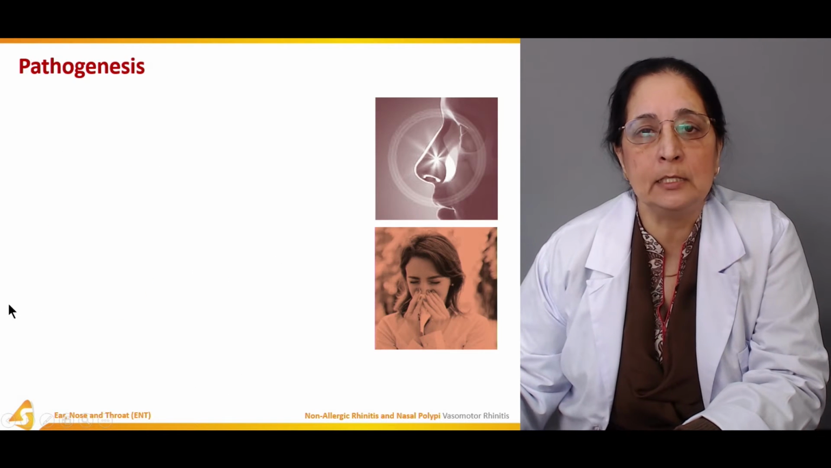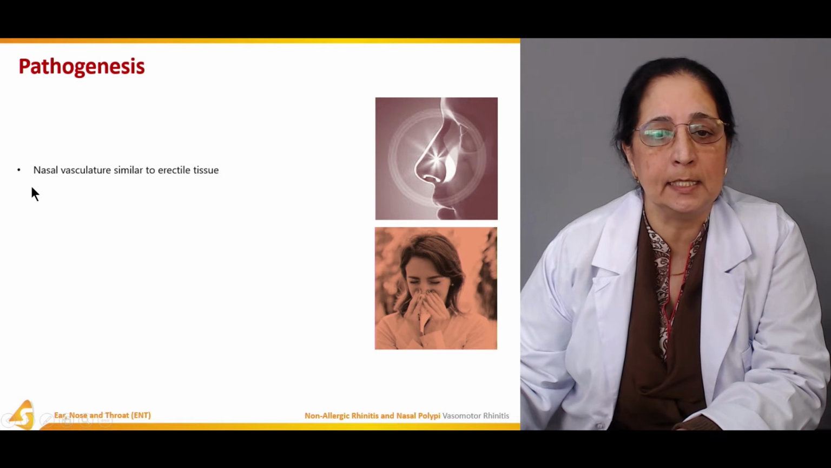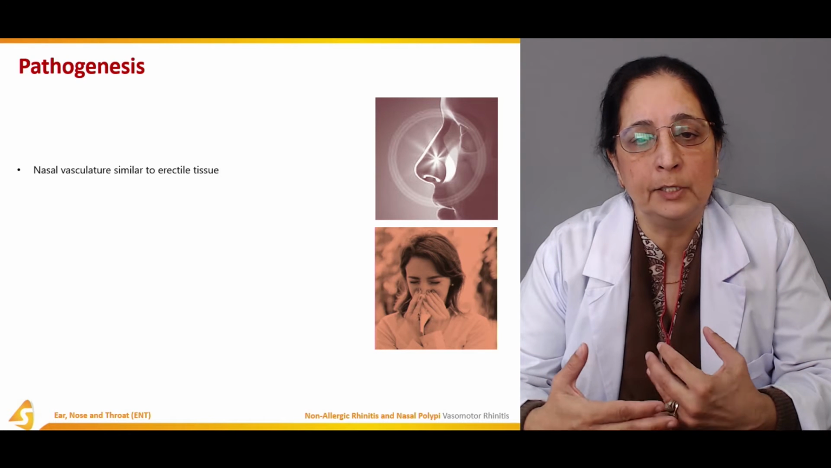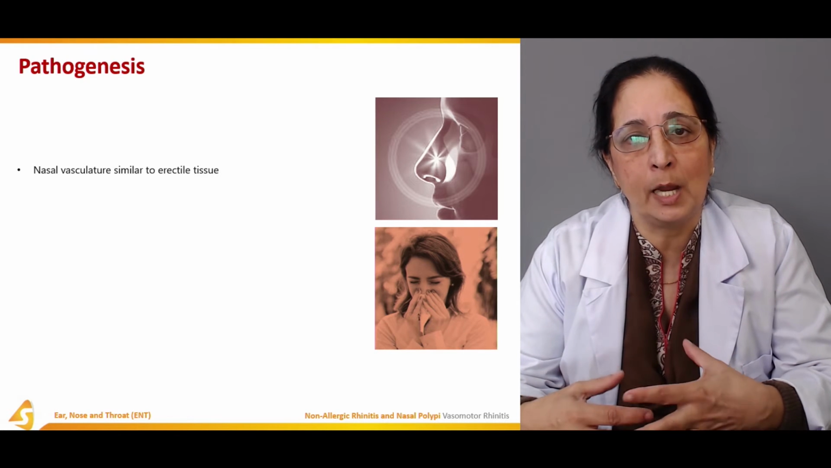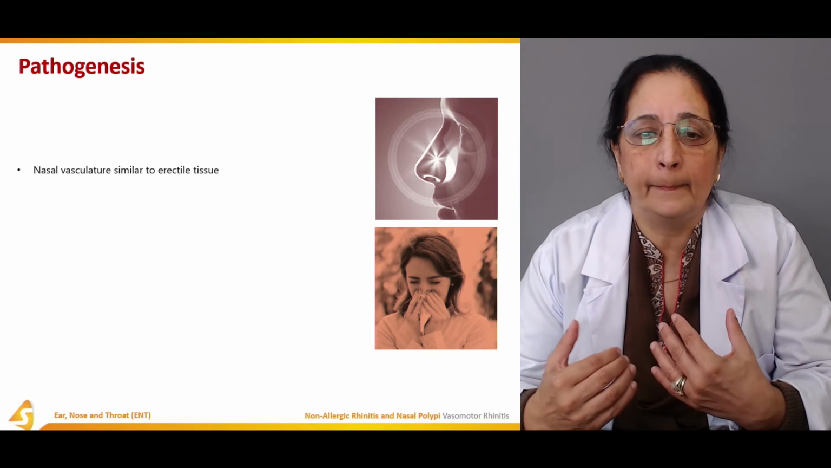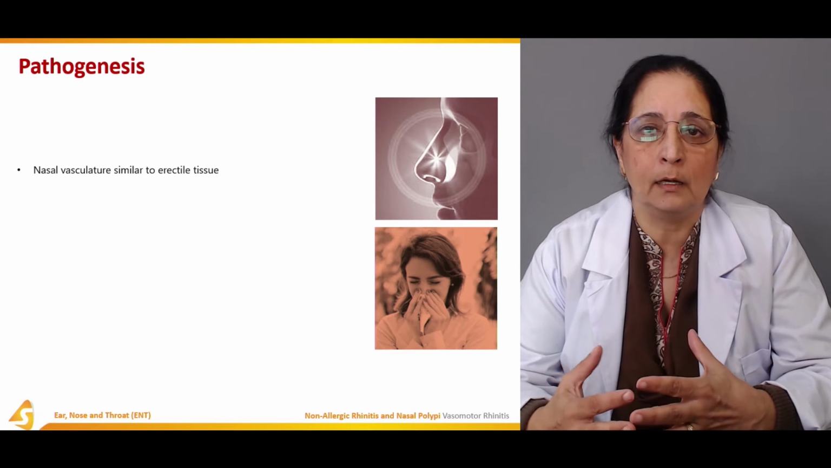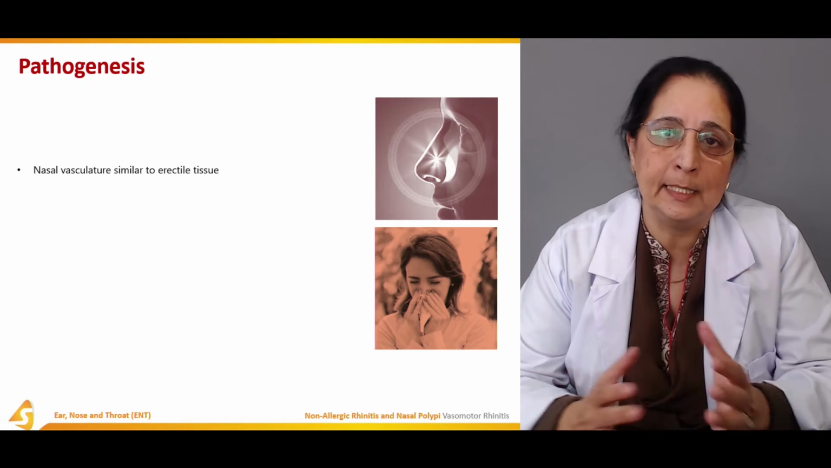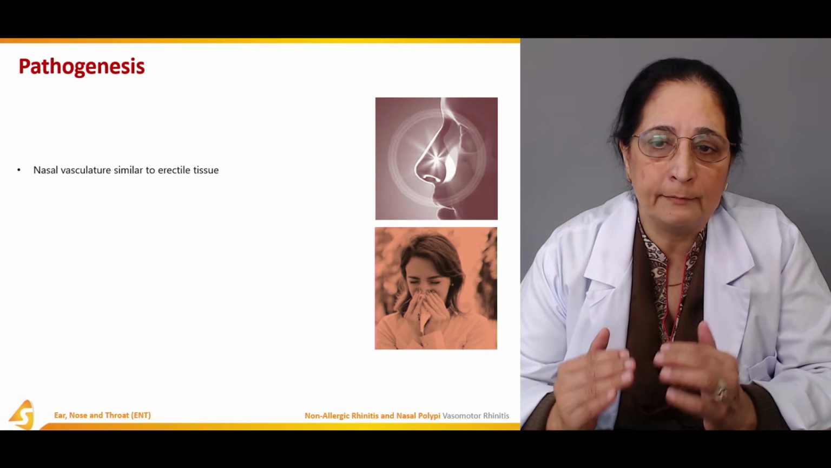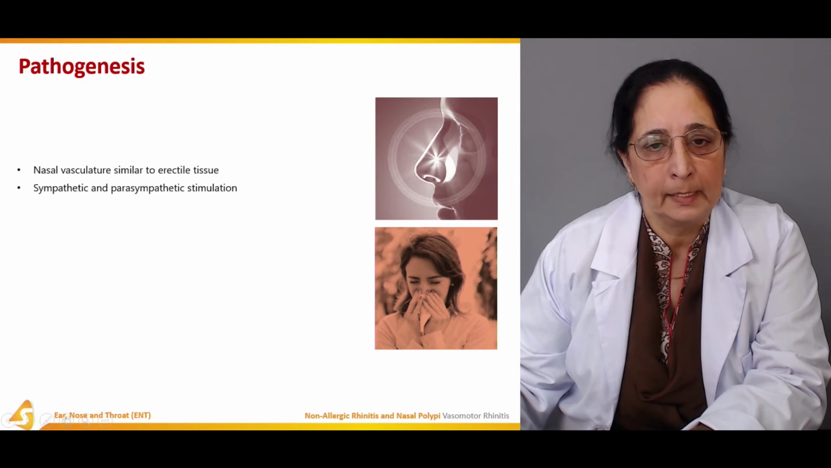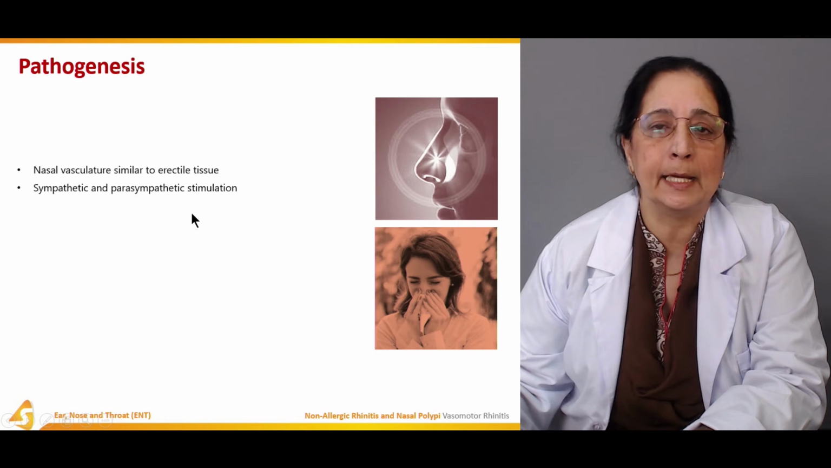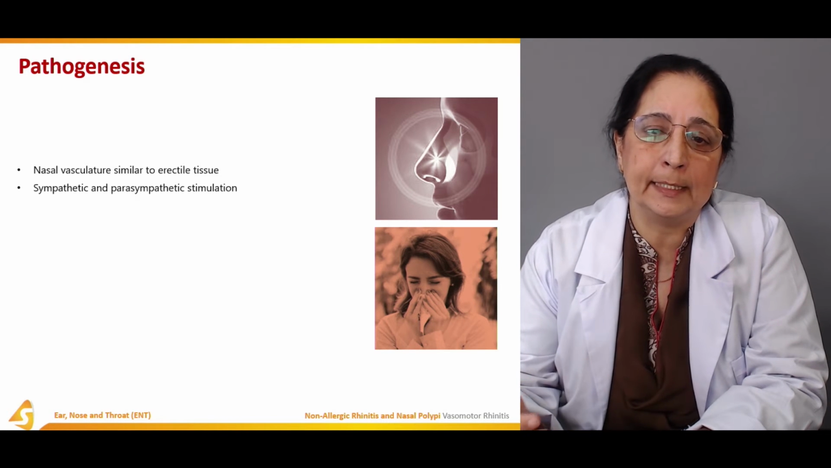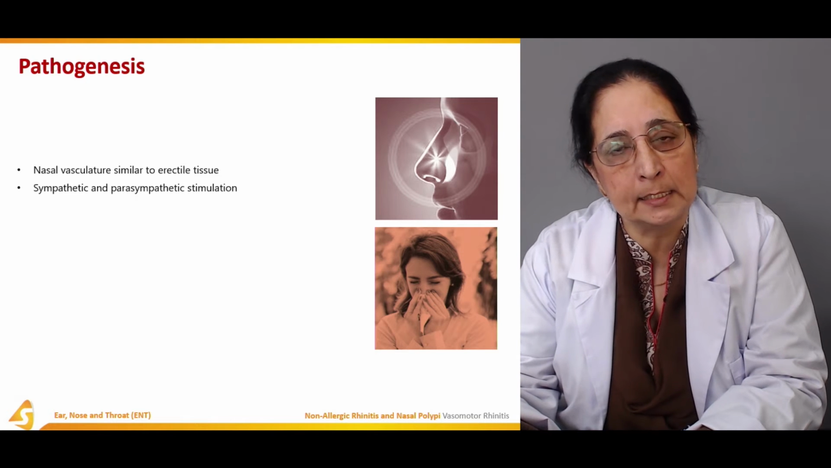Then the pathogenesis of vasomotor rhinitis: the nasal vasculature is similar to erectile tissue. Erectile tissue has the tendency to become enlarged, swollen, erect, and that same ability is in the nasal vasculature or nasal structure. There is sympathetic and parasympathetic stimulation. So in vasomotor rhinitis, there is stimulation of the sympathetic and parasympathetic nervous system.